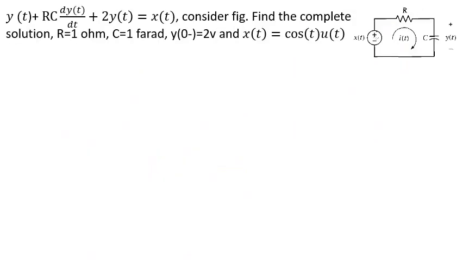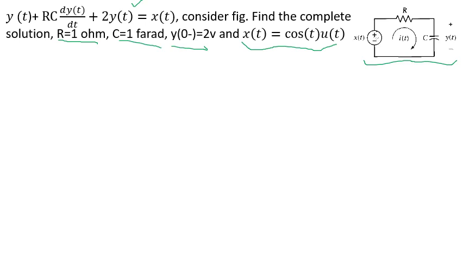So here is another numerical example, and we have to find the complete response. Now the circuit shown in the figure here has a differential equation equal to this one, and we have to find the complete response. We are given R equals 1, C equals 1, and the initial condition y of 0 minus equals 2, and the input signal x of t equals cos of t, u of t.